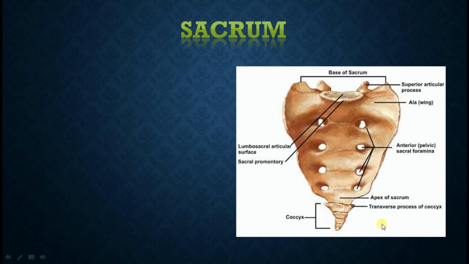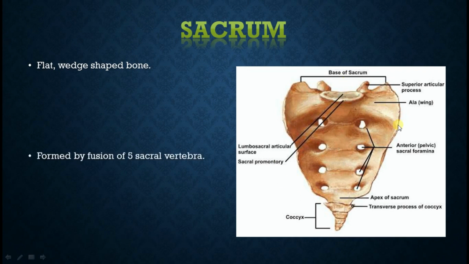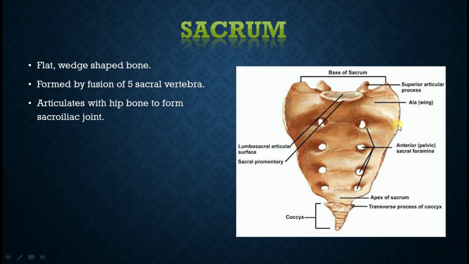So we'll have a quick look at the sacrum. It is a fusion of 5 sacral vertebrae. It's a flat wedge-shaped bone which has got a base, apex, anterior surface which you see in the front, you see the posterior surface and 2 lateral surfaces. So it articulates with the ilium at the sacroiliac joint. To the apex, it articulates with the coccyx and the base with the L5 vertebra.